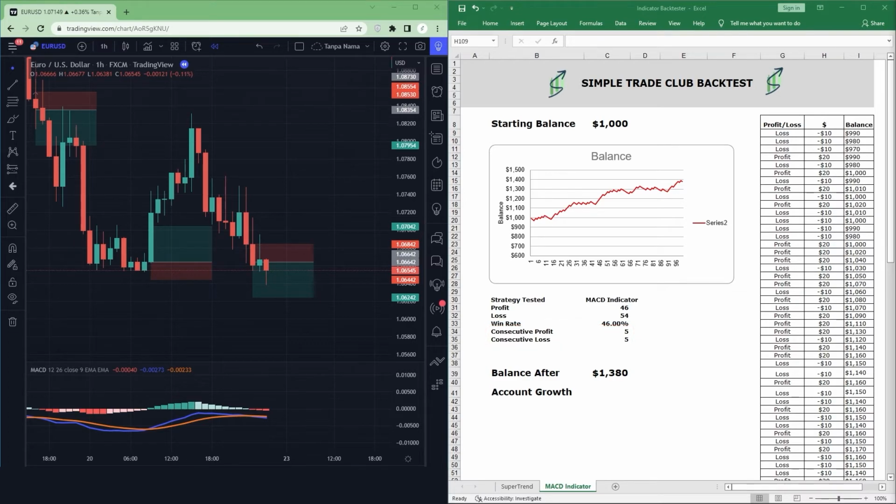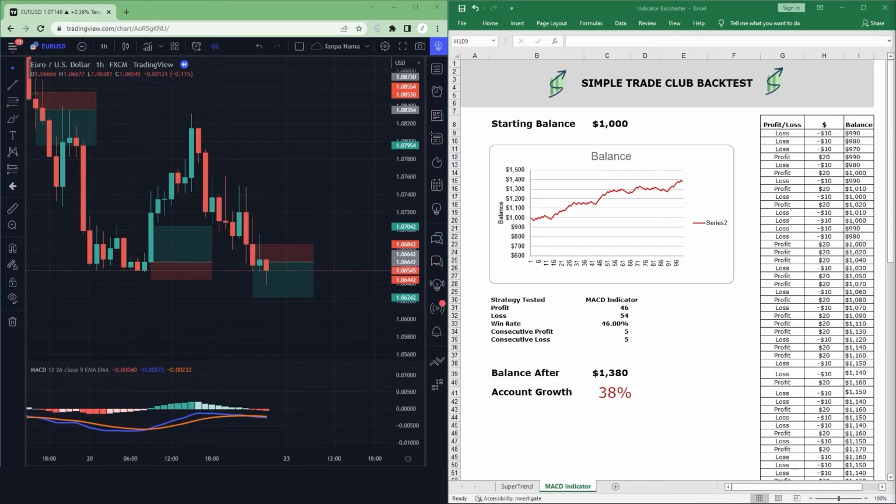The account started from $1,000 and ended up at $1,380 with 38% account growth. Even though this indicator has a win rate below 50%, it still makes your account grow, thanks to the 1 to 2 risk reward ratio.